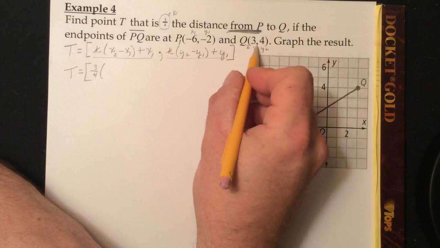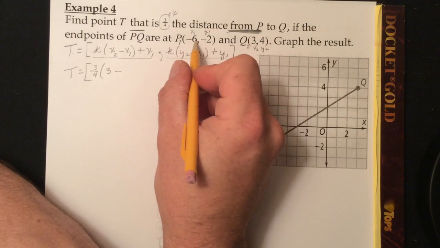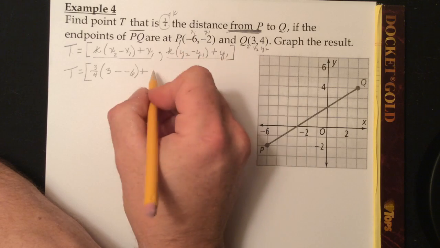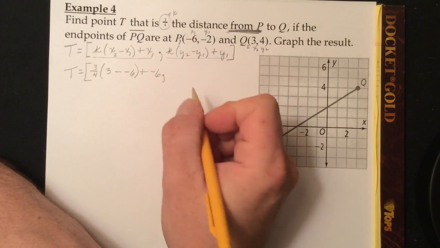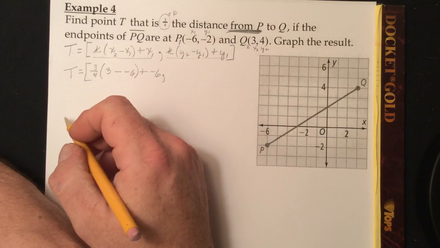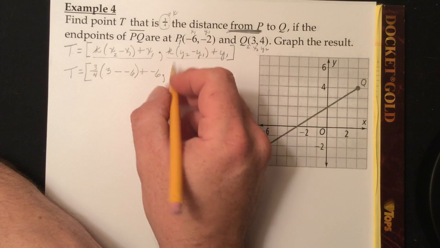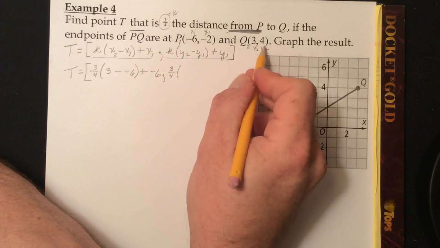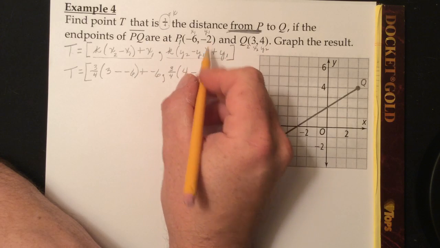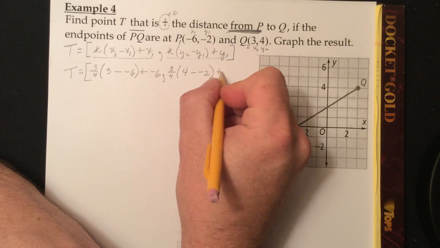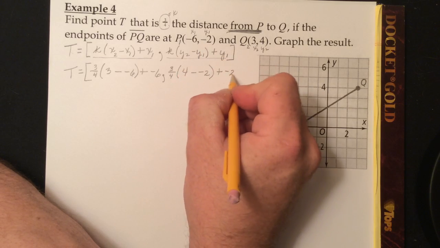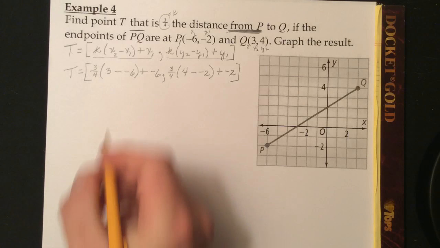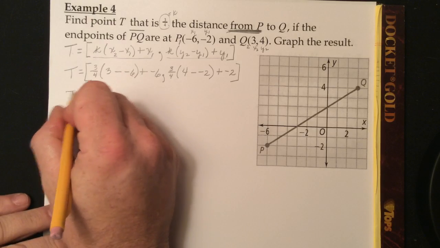So x2 is 3 minus x1, which is -6, plus x1, which is -6, comma. Put it in just as you see it, so that you don't make any mistakes. K again is 3/4 times y2, which is 4, minus y1, which is -2, plus y1, which is -2. Close bracket. Okay, from this point, we start using the order of operations. We can get this down to one single ordered pair.